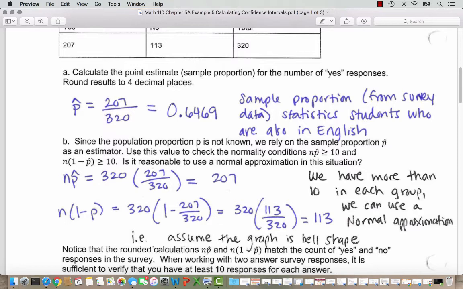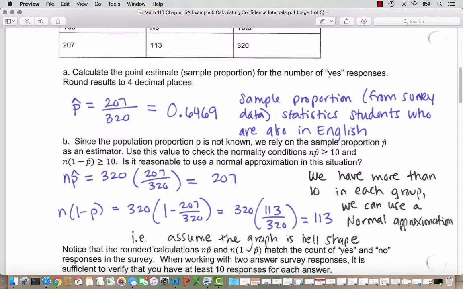So that equals 207 who said yes out of 320 total surveyed. As a decimal, if we divide and round to 4 places, we get 0.6469, or about 64.69%, if we want to think about this as a percent. So this is a sample proportion from our survey data of statistics students who are also taking English.